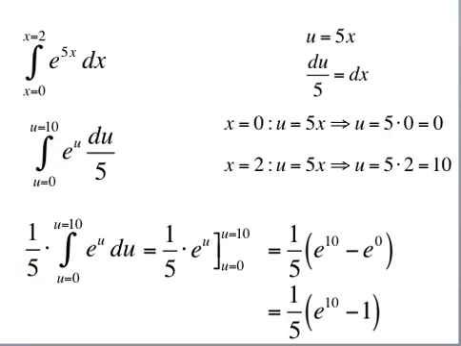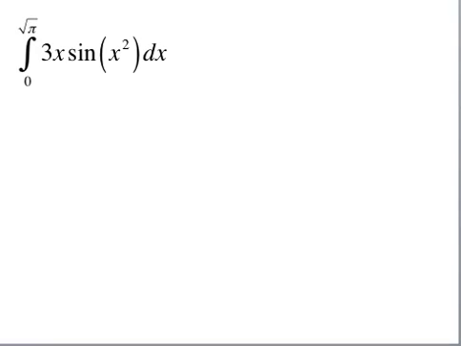Our next example is the integral from 0 to the square root of pi of 3x times sine x squared dx. This time we are going to let u equal x squared. Its derivative is 2x, and a multiple of that is in the numerator. So that should enable us to work the problem. Don't forget to change the endpoints. We'll have to do that too.